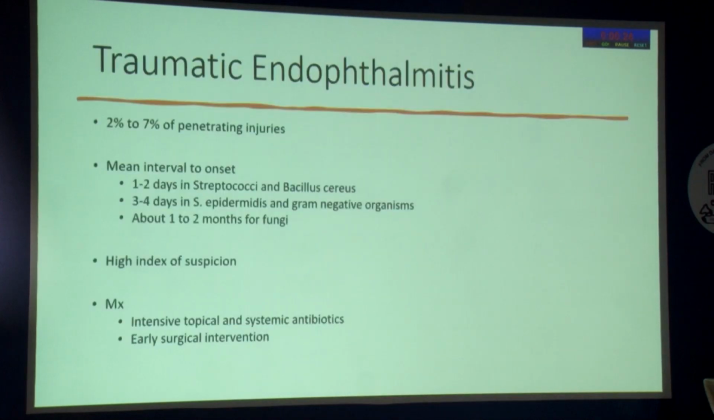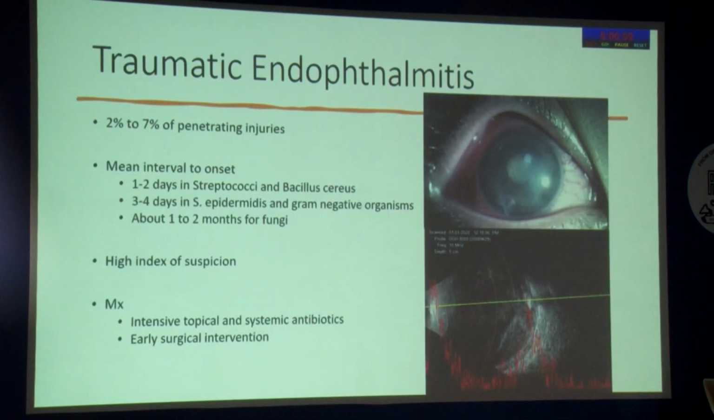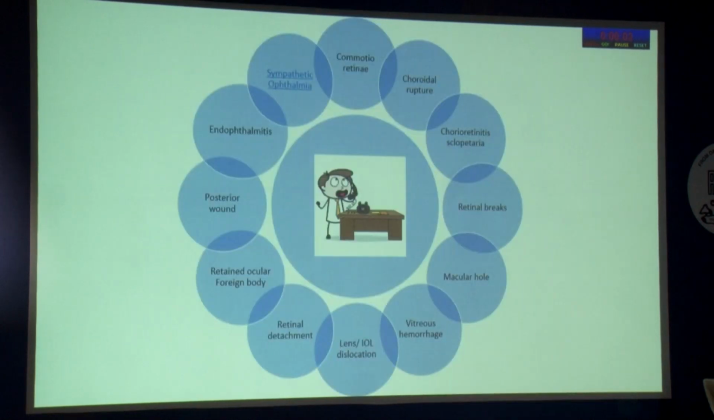Endophthalmitis can occur in 5% of the penetrating injuries, and the common organisms being Staphylococcus epidermidis and gram-negative organisms. A high index of suspicion needs to be kept because there are other ocular injuries which are present and that could mask the presence of endophthalmitis, and management should be done with intensive systemic and topical antibiotics, and early surgical intervention is advised in cases of traumatic endophthalmitis.